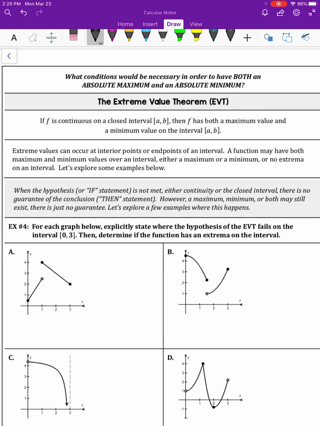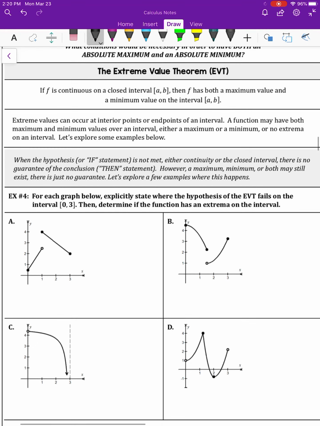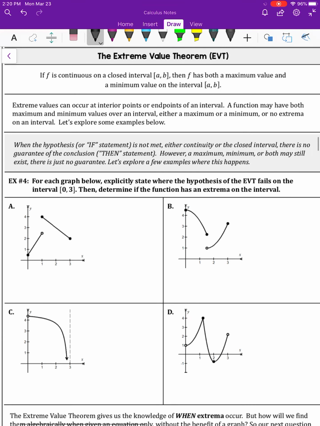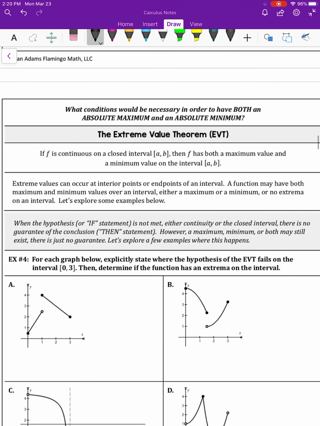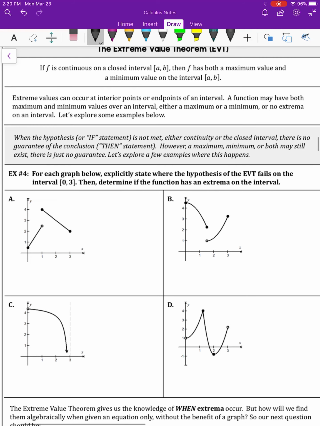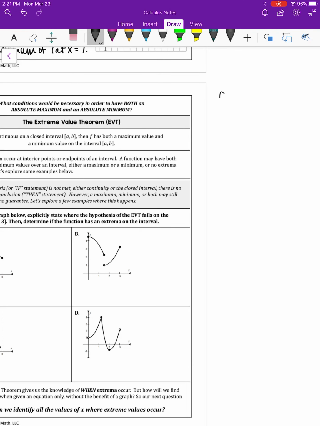All right. So now that leads us to what conditions would be necessary in order to have both an absolute maximum and an absolute minimum. So the extreme value theorem: if f is continuous on a closed interval [a, b], then f has both a maximum value and a minimum value on that closed interval. So what they're saying is, as long as you're looking at a function on a closed interval, from a dot to a dot, you are guaranteed to have a maximum and a minimum on that interval as long as it's continuous on that interval. So it might be at the endpoints, but it's guaranteed to happen.